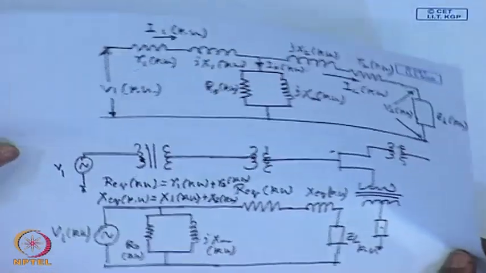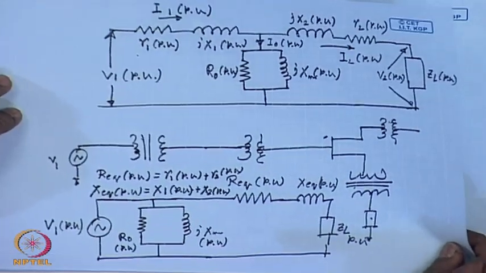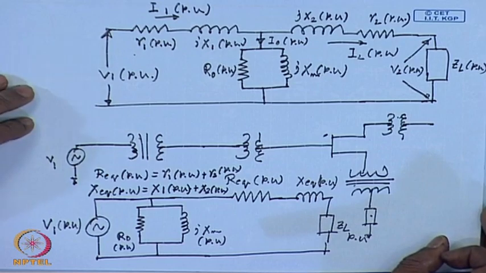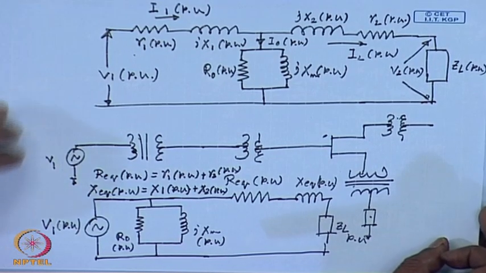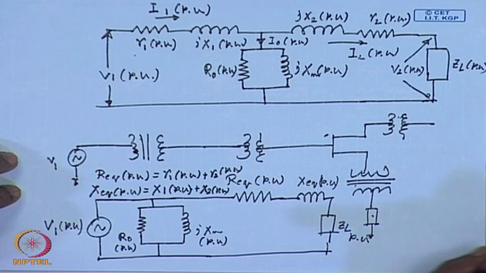Now, a transformer equivalent circuit, whether expressed in actual parameters referred to the primary or secondary, or expressed in the per unit parameters, will be useful only if one knows the values of the parameters. Therefore, it is important to be able to determine the transformer equivalent circuit parameters either from the design data or by carrying out certain tests.